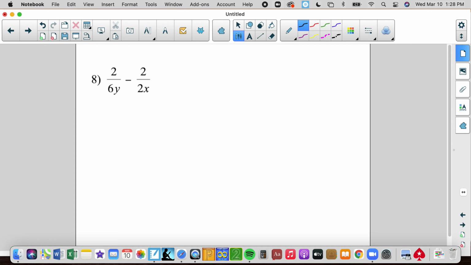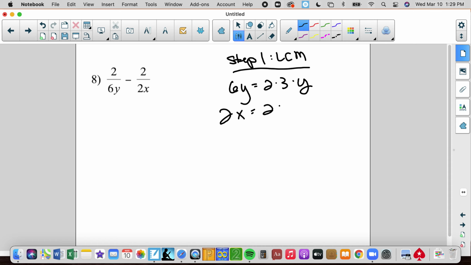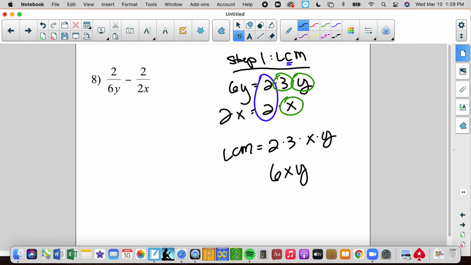Ooh, look at that. All right, step 1, LCM. So 6y, the prime factorization is 2 times 3 times y. 2x, prime factorization is 2 times x. What do they have in common? A 2. What do they have left over? All that stuff. So my LCM is going to be 2 times 3 times x times y, or 6xy. That is going to be my denominator.